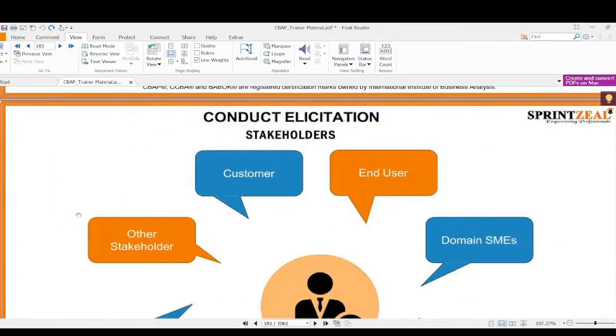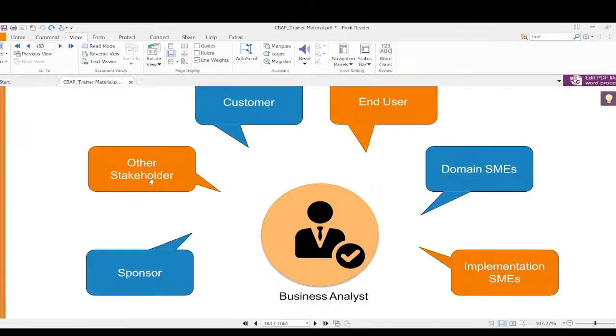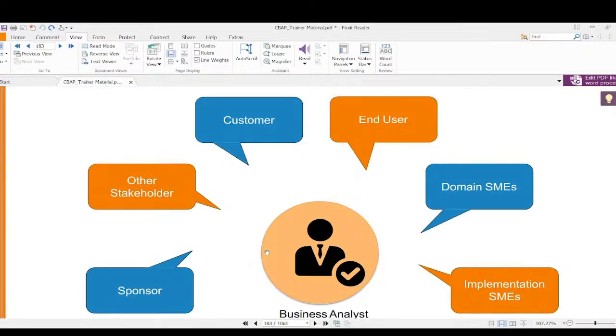So who are the stakeholders required to conduct the elicitation? They are customers, end users, domain SMEs, implementation SMEs, sponsor, and other stakeholders. Is there any stakeholder you don't know here? No. Great.